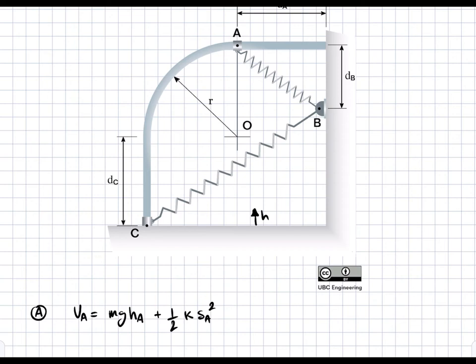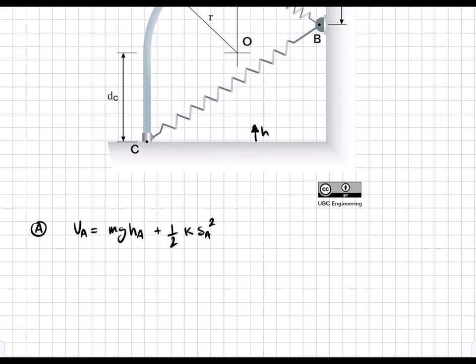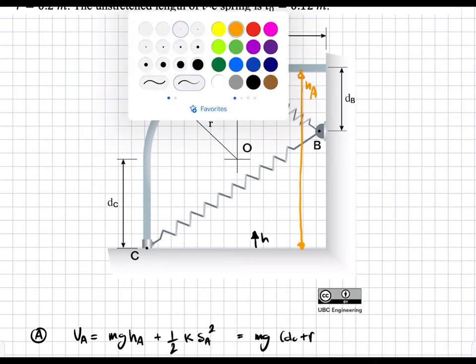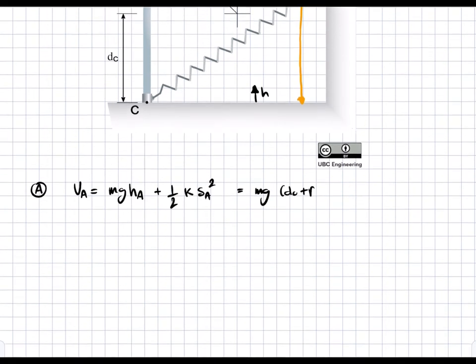So we have mgHA, and we can actually solve for this. This is going to be equal to mg times (dC plus r), because this height here is this dC distance plus this radius. So that's going to be HA. I'll actually draw this into the diagram. This here is HA, and so it's dC plus r.